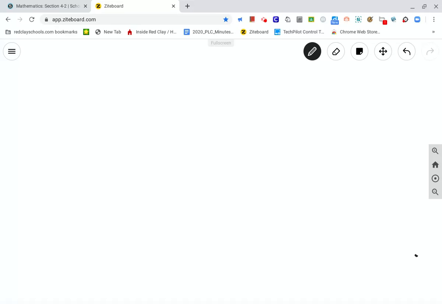I'm going to review a couple of skills I want you to practice this week in math. First thing I want to review, which we've already learned, is area. When we're talking about area, we're talking about shapes, geometry. This is what we're going to be focusing on this week.